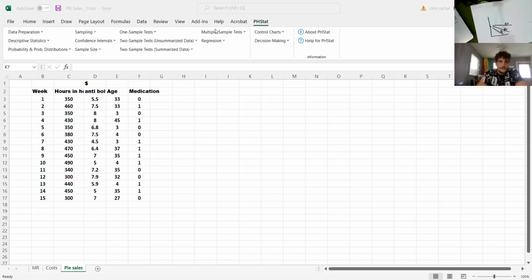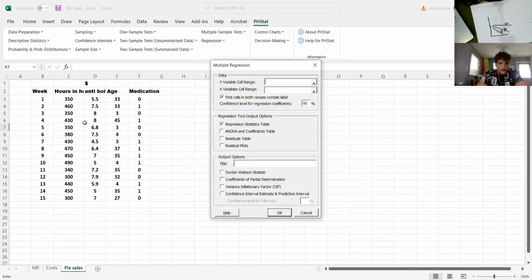Okay. So we're now going to run regression, multiple regression, and we're looking at this data. And this is how many hours you're spending in the hospital. And this is how many milligrams of antibiotics they're taking. This is their age. And this is if they're taking that new medication or not, the one that's supposed to cure them. And let's take a look to see whether this decreases the amount of time that they spend in the hospital?